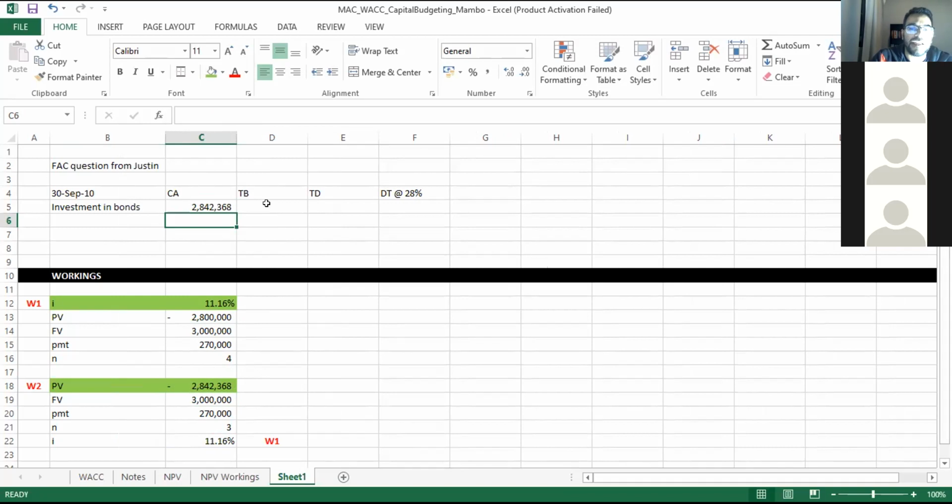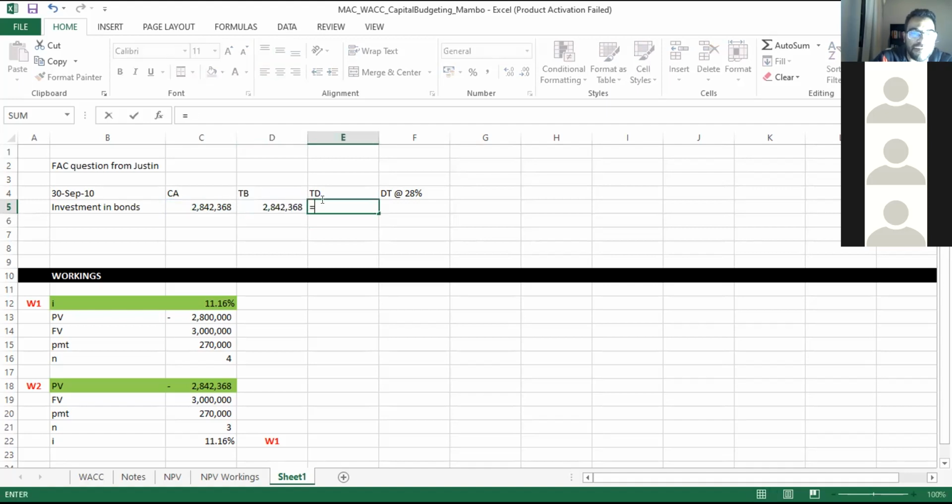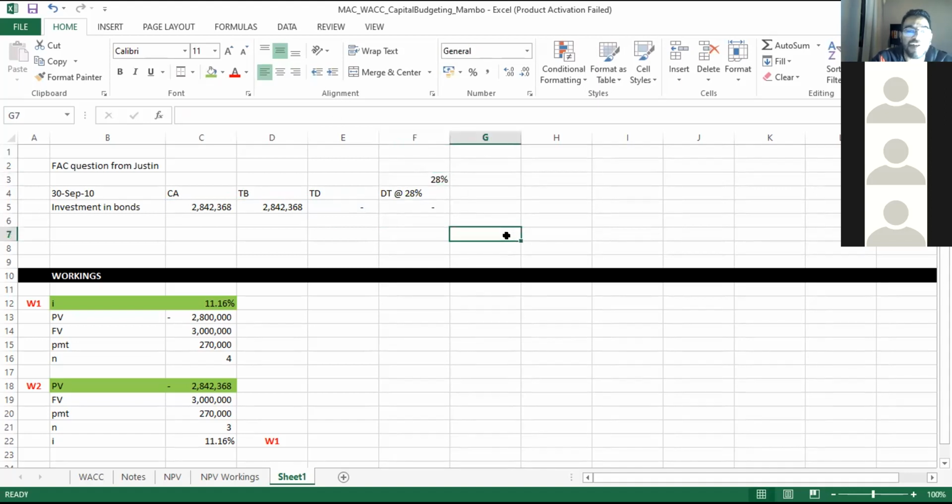My tax base, they told me the tax treatment is the same as amortized cost. So therefore my tax base is going to be exactly the same. My temporary difference is carrying amount minus tax base, which is 0. So my deferred tax is simply temporary difference times 28%. So there we go. There's no deferred tax on investment bonds because they said under tax treatment that SARS is going to accept investment bonds to be at amortized cost.